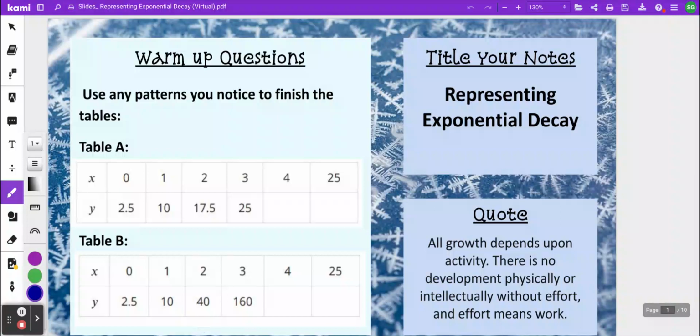Hello, algebra class. This lesson is going to be our last lesson in our unit on exponential functions. The name of this lesson is Representing Exponential Decay.